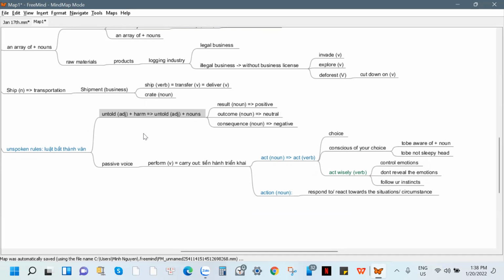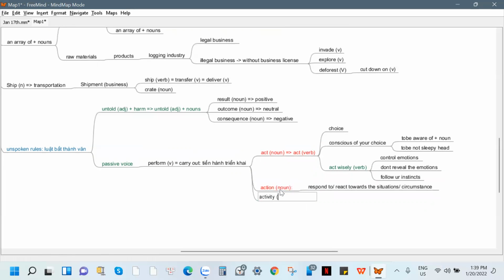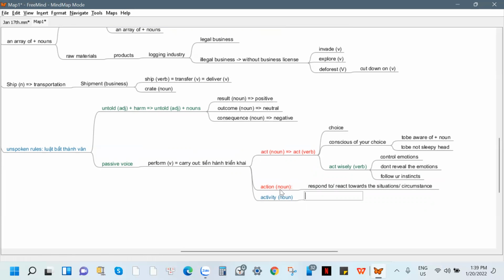I have a question. Yeah. For the difference between act and action, I want to ask, how about activities? Oh, activity. Right, activity. So what does it mean when it comes to activity? What do you think about the meaning of it? I think it has the same meaning as action.